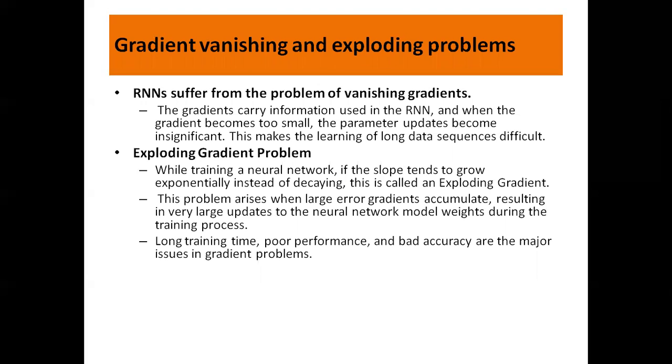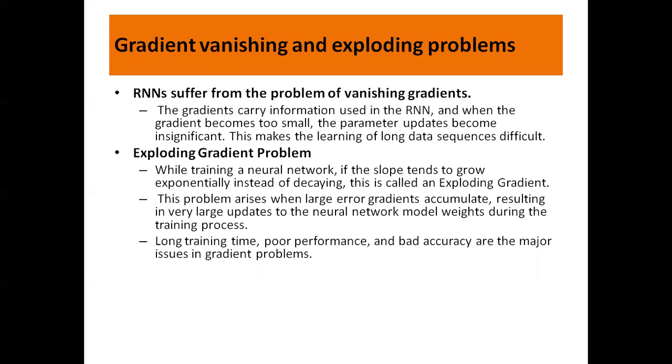Now, what are gradient vanishing and exploding problems? RNN suffers from the problem of vanishing gradients. Gradients, I have one full lecture uploaded. You can go through it before going through this. So gradients carry information used in the RNN, and when the gradient becomes too small, the parameter updates become insignificant. Gradients give you the minimum change that is required. So this makes learning of long data sequences difficult.